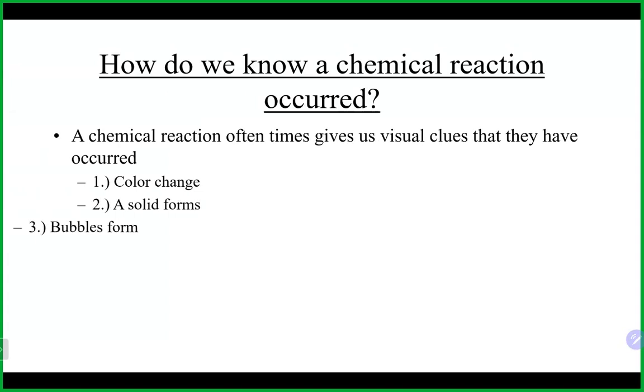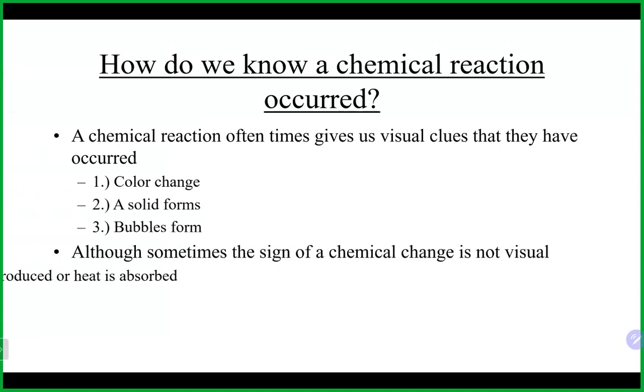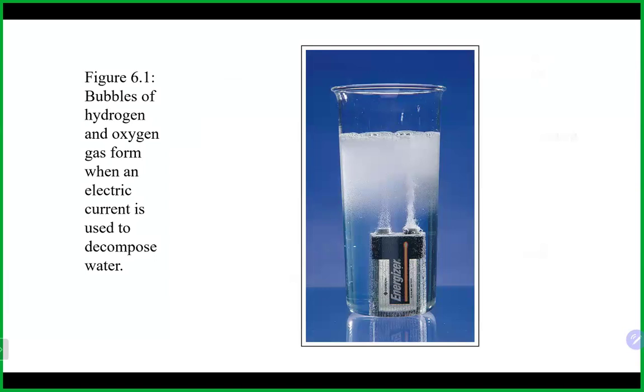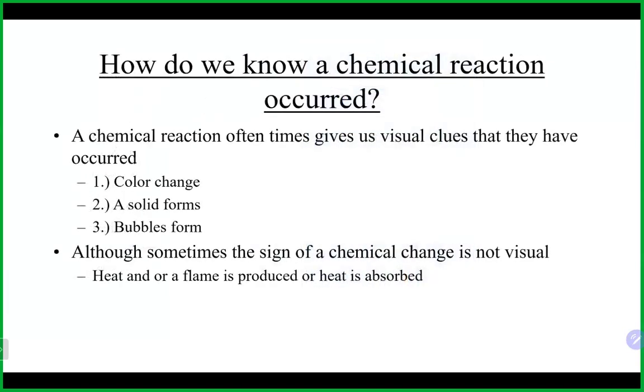So first off, how do we know a reaction has occurred? Sometimes we'll see a chemical change or a color change. A solid is formed. That usually means some type of precipitate was made, like the reaction you're going to do today in lab. You're going to make a solid as you mix a couple of solutions together. Sometimes we will see bubbles that have formed. Usually, if you see some type of bubbles, that indicates that some type of gas has been formed.